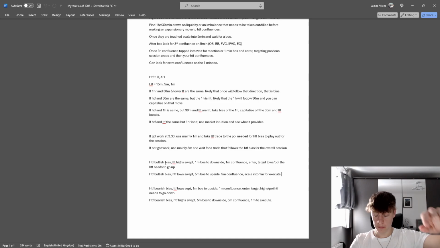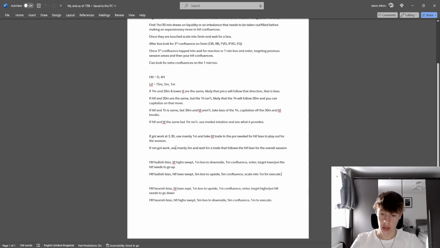So, in that situation, we want to see our higher time frame point of interest get hit for our bias to be filled out. And then, once our higher time frame POIs have been hit, to go up. So, as in the lows swept, wait for a 5 minute break to the upside, a 5 minute confluence, and then 1 minute execution to go up, following our bias. And that's what happened today.